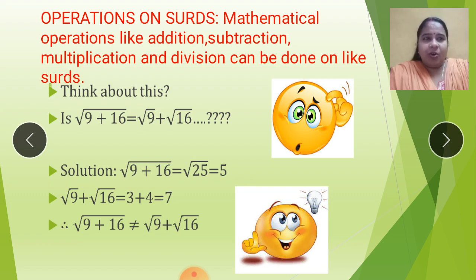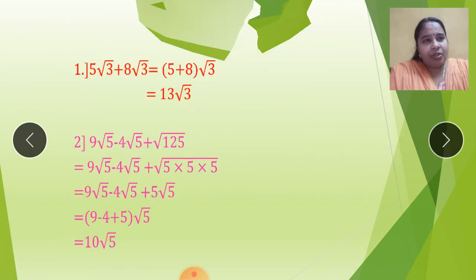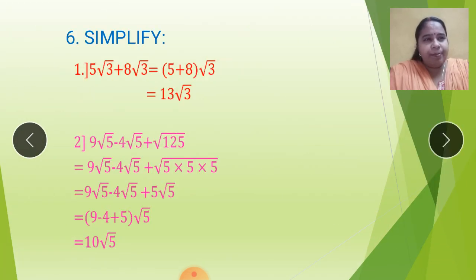Okay. With this note, we will continue with our next question of the exercise, that is simplify. Question number 6. See this, 5 root 3 plus 8 root 3. I just now told you addition, subtraction, everything can be done only on like surds. Are they like surds? Root 3 and root 3. Yes. So that can be taken common, and the integer part can be added. 5 plus 8 is nothing but 13. So the answer is 13 root 3.